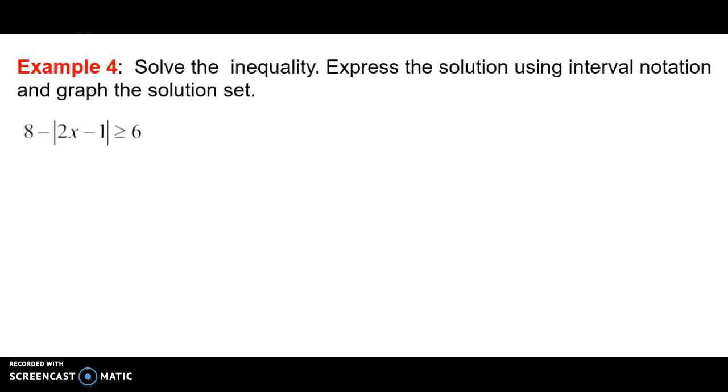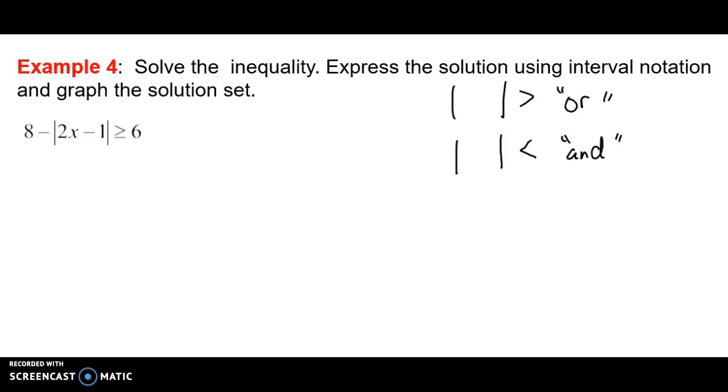So some information about number 4. If you have the absolute value of something and it's greater than, then that means that you have an or problem. If you have the absolute value of something and it's less than, then you have an and problem. And we'll talk about what that means as we go through this problem.